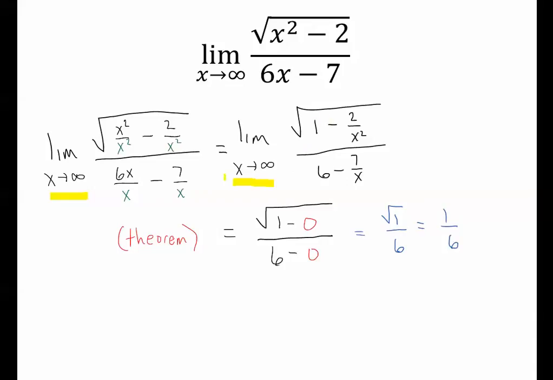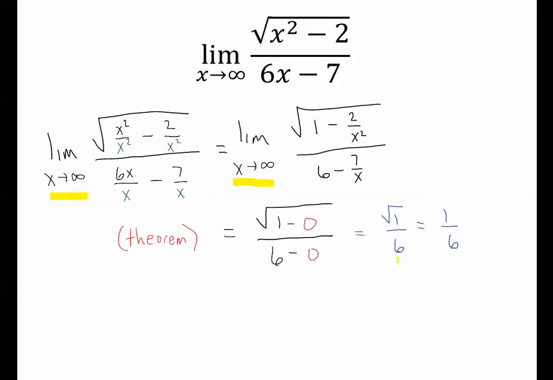As x goes to infinity, 1 doesn't really care. There's no x involved, so that limit is 1. As x goes to infinity, 2 over x squared, this is where our theorem comes in, so it's written in red here, that becomes 0. As x goes to infinity, 6, that's just 6. And as x goes to infinity, 7 over x also becomes 0 due to our theorem. We can now simplify the square root of 1 over 6, and always simplify your radicals if you can. The square root of 1 is just 1, and this limit should be equal to 1/6.